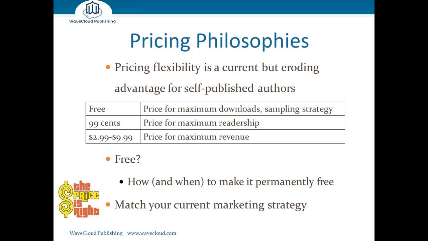Essentially, there are 3 main pricing philosophies to employ in the Amazon bookstore. There's the free. We'll talk about. There's a couple ways to do free. Free is really for maximum downloads. It's a strategy that, in the sense of KDP Select, is starting to lose some of its effectiveness.